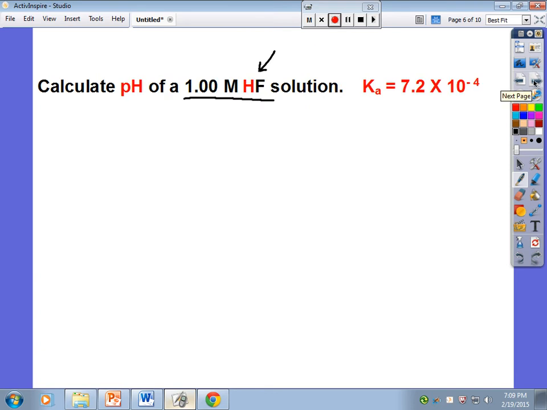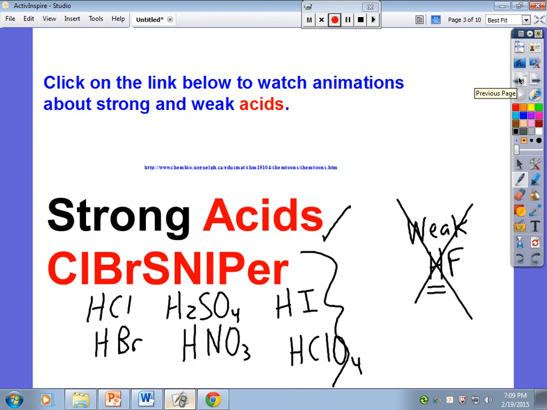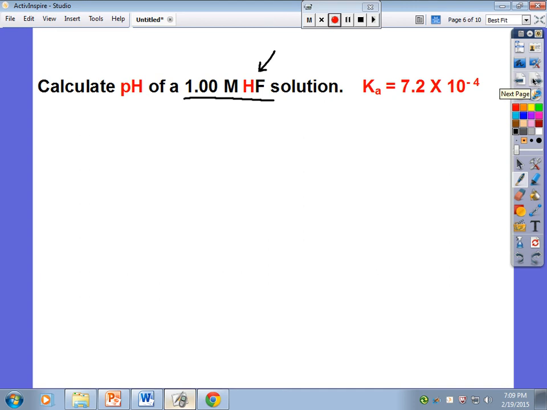Now, what kind of problem is this? Is this an acid? Yes. Is it on the clobber sniper list? Nope. That means it's a weak acid, and weak acids have Kas. It doesn't make it a harder problem. It just means you need to do ICE first, and then plug and chug.